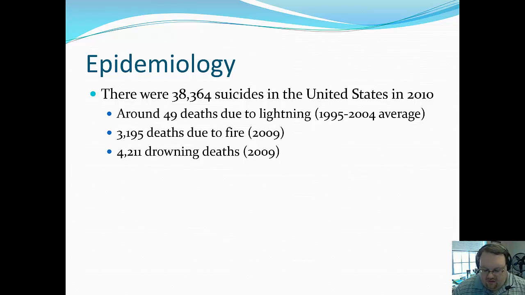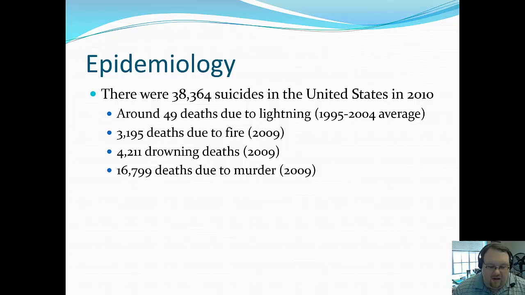Now, murders. Murders are hard. You hear a lot about murders. They always make the news, of course. But how many murders are there? Well, believe it or not, there are about twice as many suicides as murders. Actually, a little more than twice.